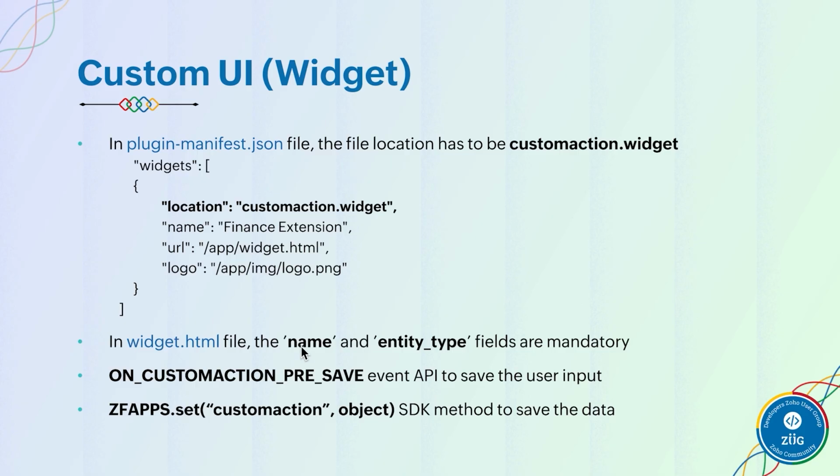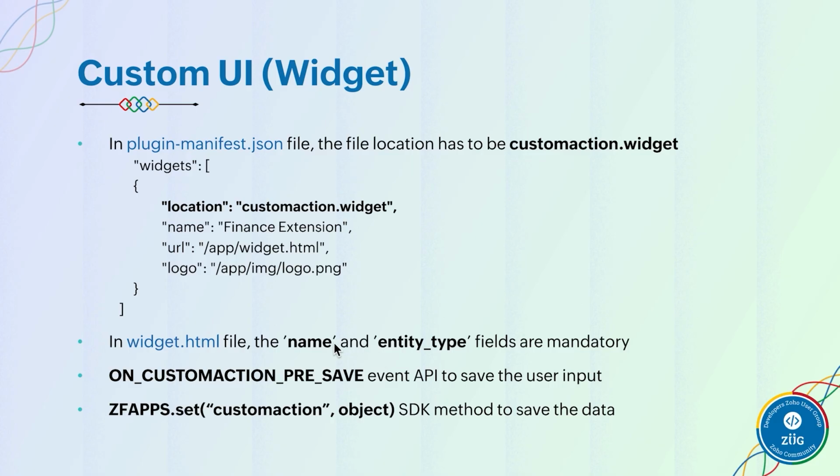First, the name, and the next is the entity type. The name is simply the display name of your custom action, and this name is going to appear in your system. The second is entity type. This specifies which module or entity, such as invoices or contacts, your widget will work with. So without these two fields, your widget won't register or trigger properly.